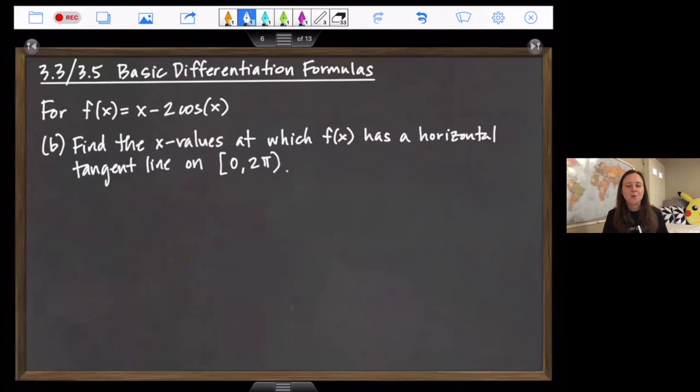Same function, an old question. Find the x values at which f of x has a horizontal tangent line on the interval 0 to 2 pi. So we didn't have an interval last time we did this. Let me hop over to Desmos and show you why we actually need the interval on this one.